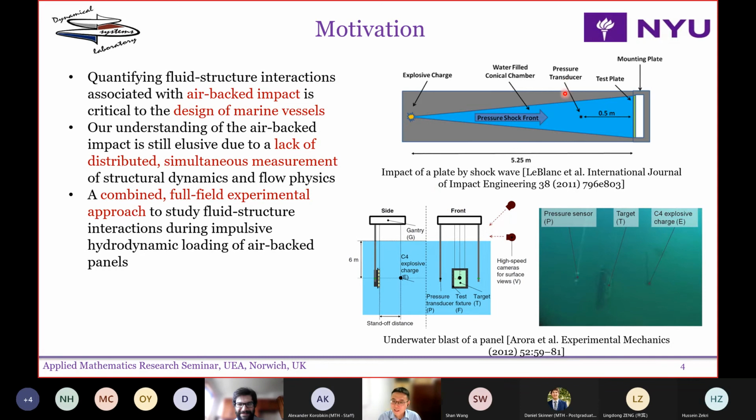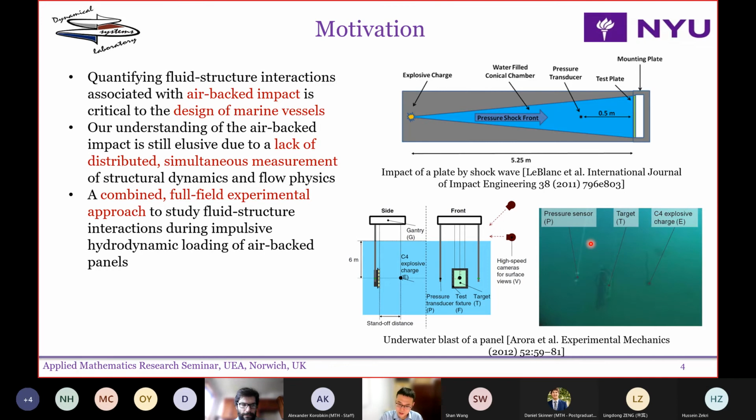So yeah, this problem has been studied in many different labs. For example, in this work by Aurora and his colleagues, they used a similar setup. They used an experimental explosive charge to simulate the water pressure wave, and they placed a plate near the charge to study the interaction between the pressure wave and the plate. And again, they use a pressure sensor to measure the hydrodynamics and a sensor to measure the response of the plate.